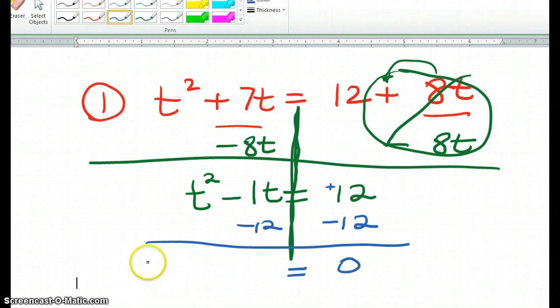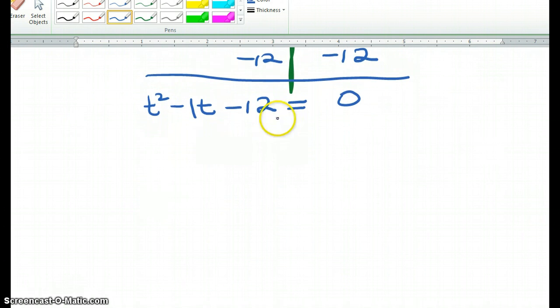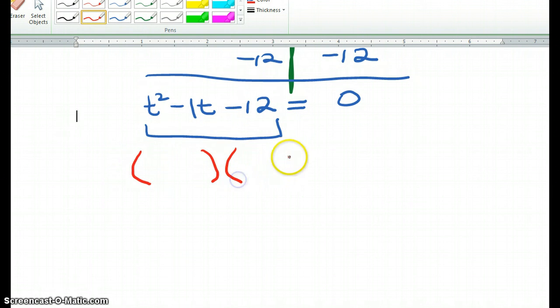So now we have t squared minus 1t minus 12. Ta-da! Now we have a trinomial. 3 terms. Here are my 3 terms. Equal to 0, that part doesn't matter. What we're going to do is factor this part now. Now if you look back at the previous video, remember that we're trying to figure out what 2 binomials were multiplied together to give this.